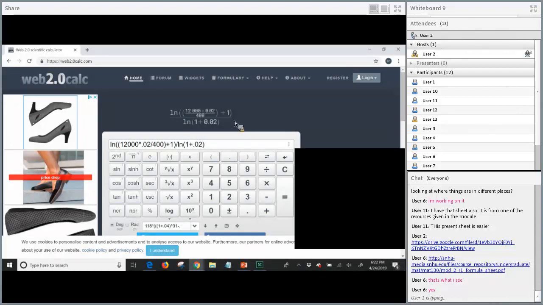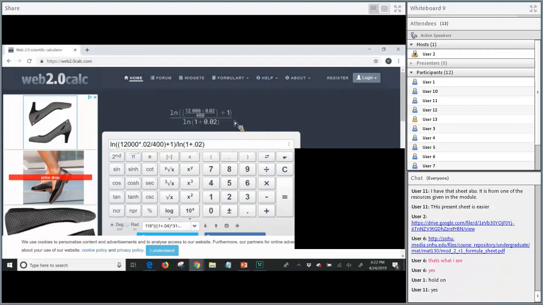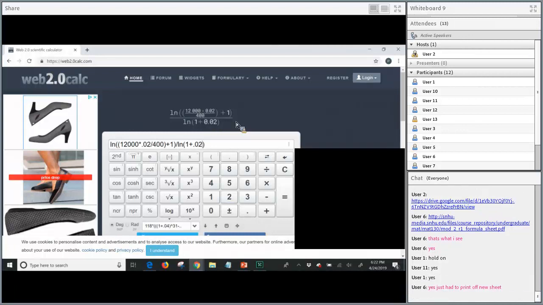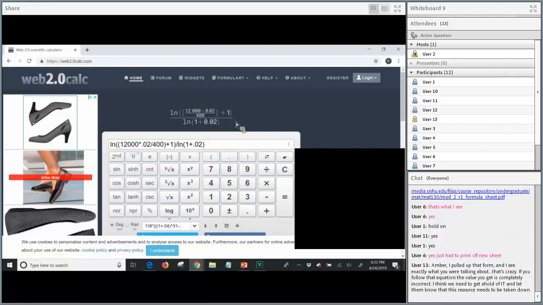Everybody okay with how we input that? Does it look correct up here to you? I'll give it a minute so everyone can type it in. Anybody still working on this? Okay, no problem.